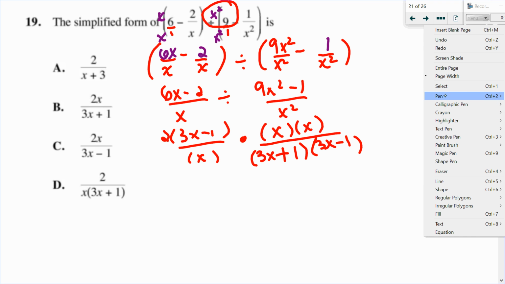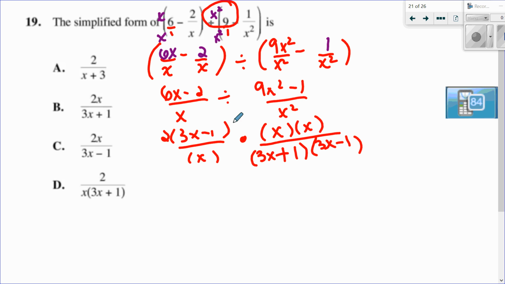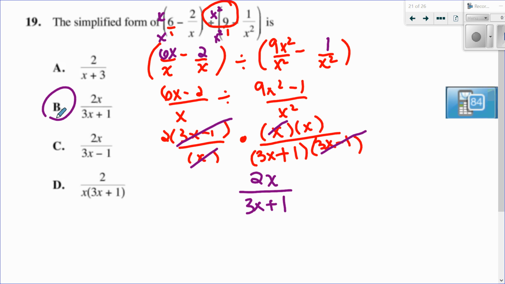So now I'm going to remove my common factors. So 3x minus 1 and 3x minus 1. And then I have an x and an x. Yes, look at that, that's much better. So in the numerator, I have 2 times x, over in the denominator, 3x plus 1. So B would be my answer.